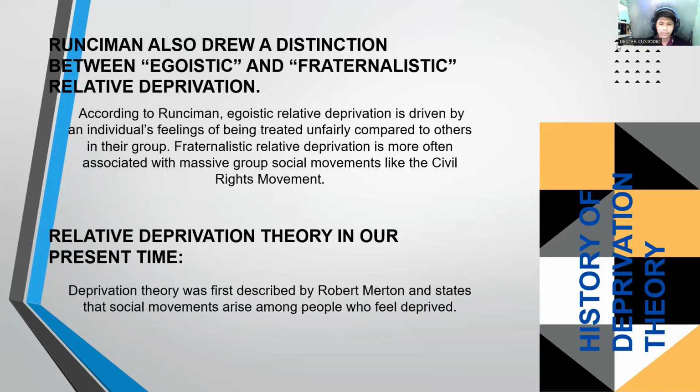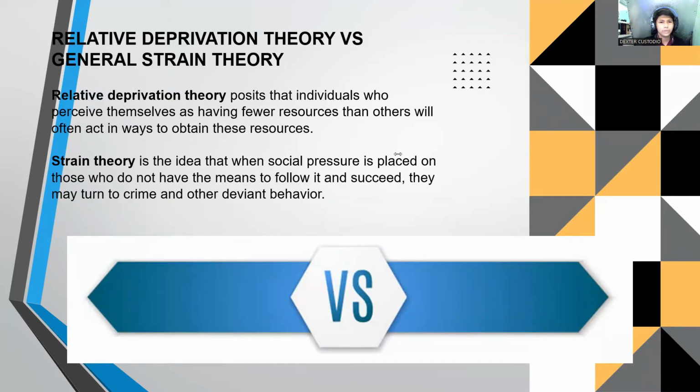Relative deprivation theory in our present time. Relative deprivation theory was first described by Robert Merton, stating that social movements arise among poor and deprived people. In the present time, RDT is occurring, to be more specific, in social media. You see a picture of your childhood friend that's successful, so the first thing that comes to your mind is envy. So you try to compete with her or him and compare your status to her or his status. And being desperate, you can commit a crime in order to exalt yourself.